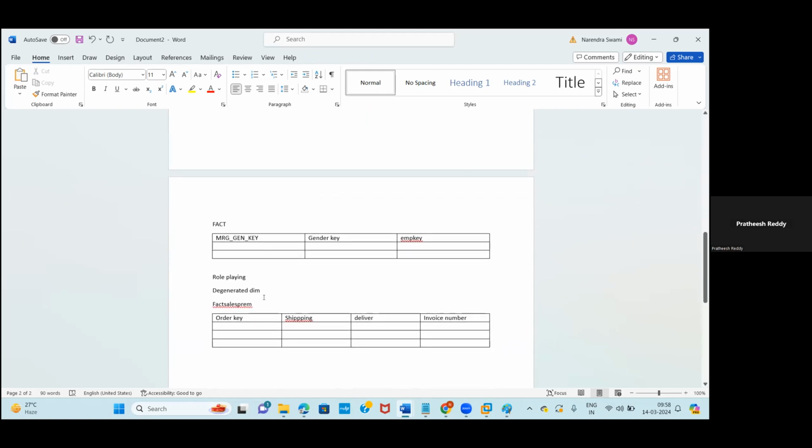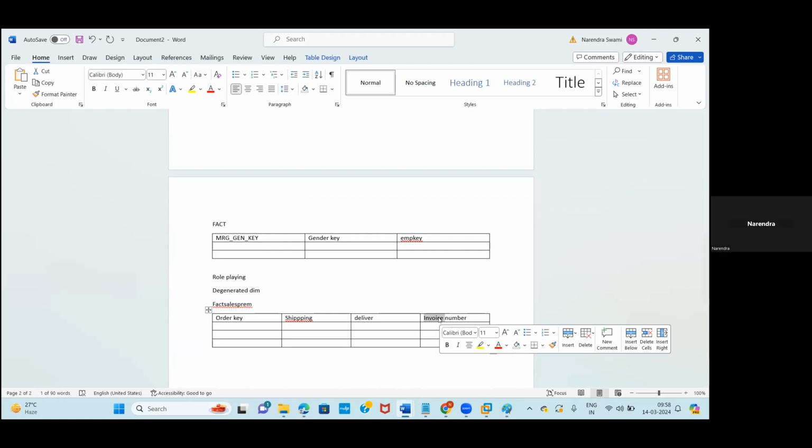Last one, degenerated. This invoice number is a fact. This should be maintained in the fact table only. But even by using only this column, you can derive something. That means you can analyze something like how many products are sold today, the number of invoice numbers. How many products are sold today?